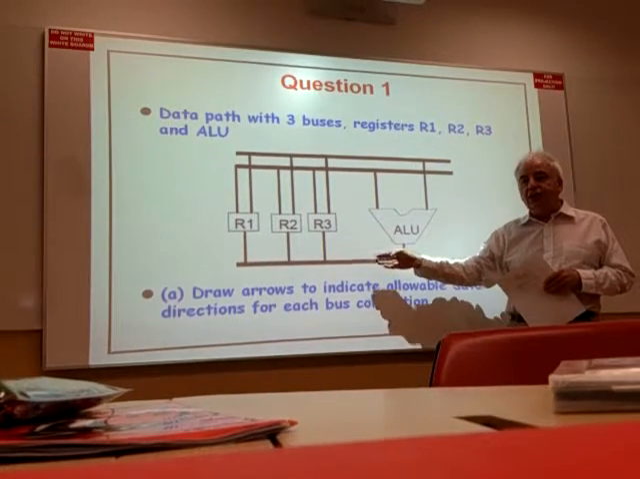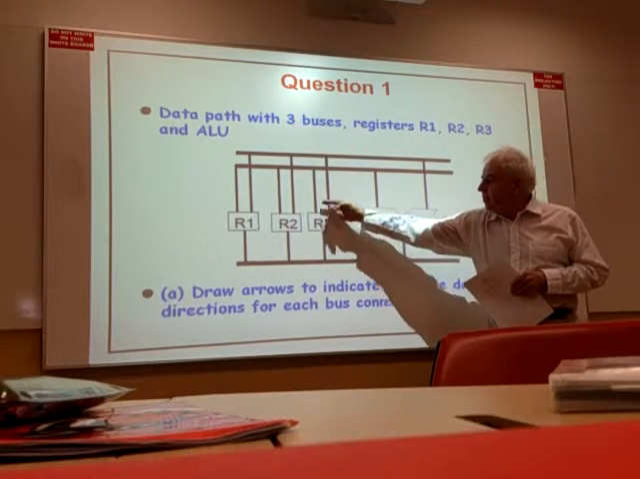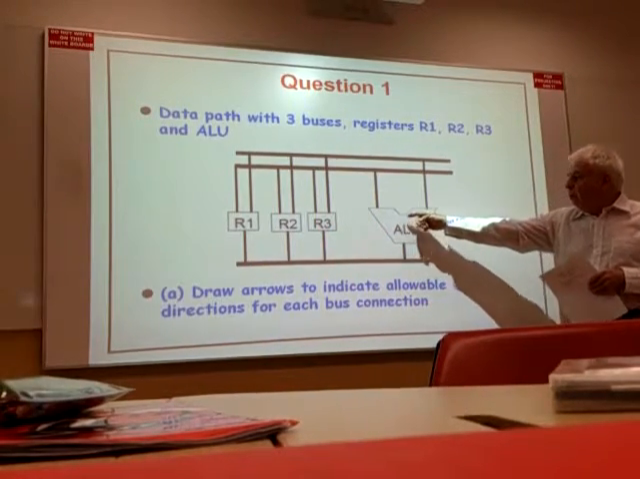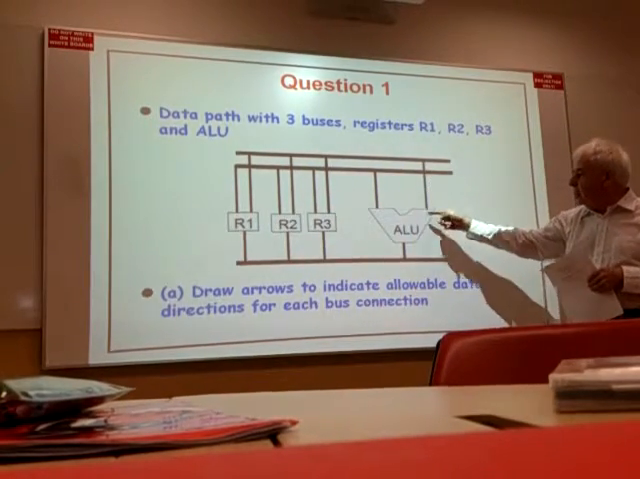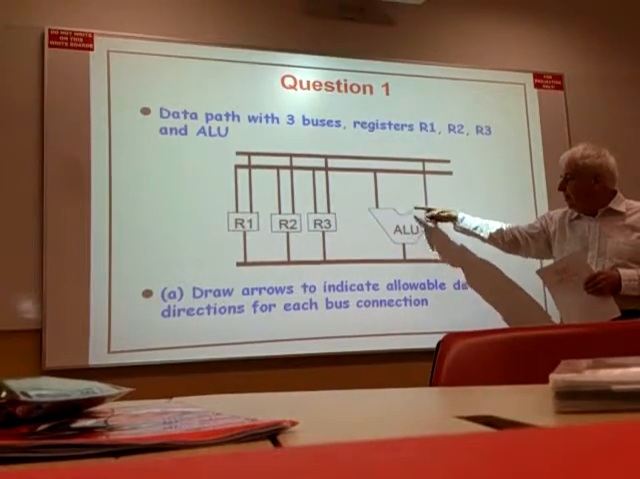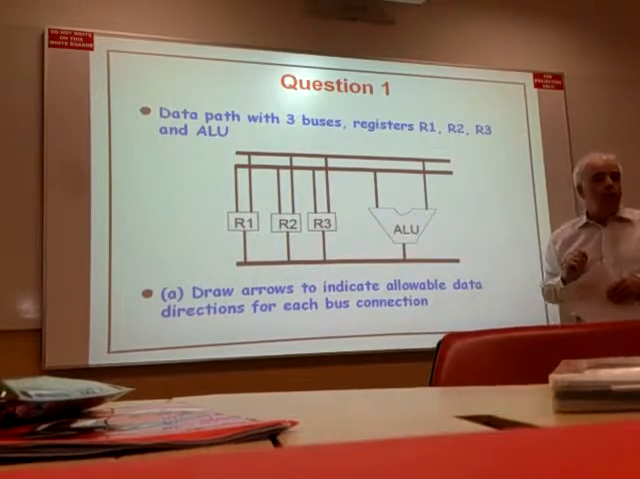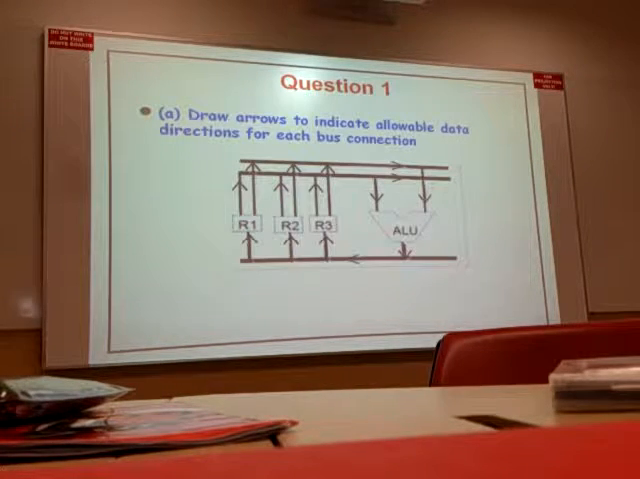What about the path to the registers? These paths here, which direction will they go? They will go upwards because we want the outputs from the registers to be sent to the ALU so that the ALU can operate on those values, and then the output from the ALU we want to be able to store back in the registers. So if we draw the arrows on the diagram, it will look like this.